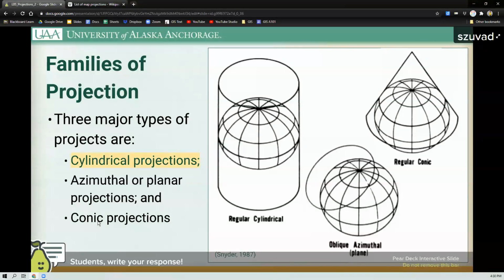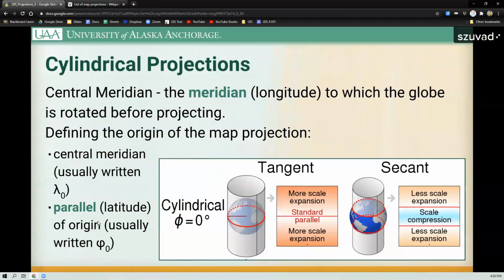So the first one we're going to talk about is the cylindrical projection, because historically this is a system that has been used very heavily. So for a cylindrical projection, you choose the central meridian, which is the longitude to which you rotate the globe. So this is assuming that we're using a normal aspect. So the axis of the poles is aligned with the axis of the cylinder, and we're just rotating that globe around until we see the piece of the world that we want to see.